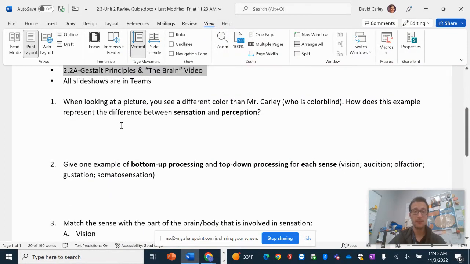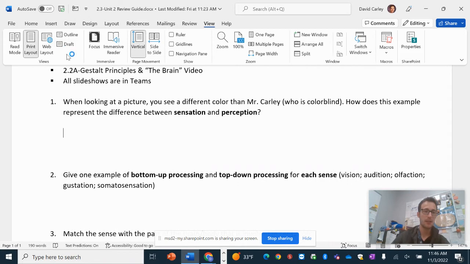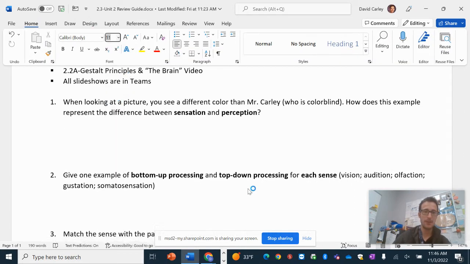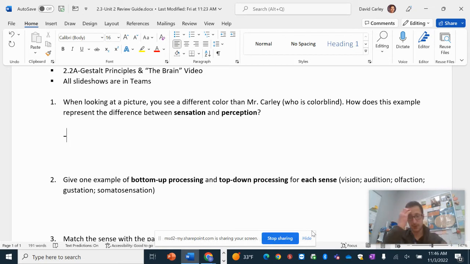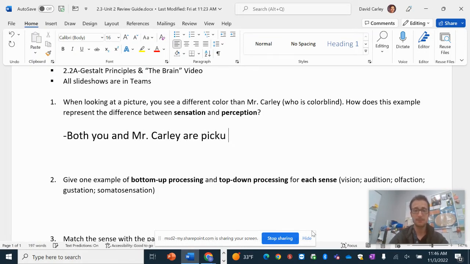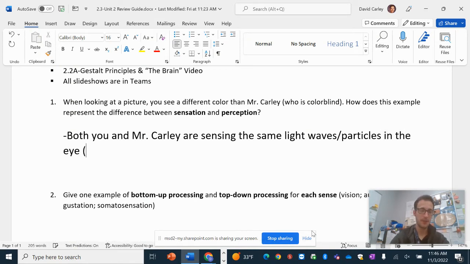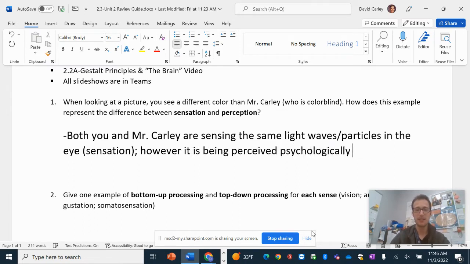So here we go. When looking at a picture, you see a different color than Mr. Carly, who is colorblind. How does this example represent the difference between sensation and perception? It's a good little application problem, if I do say so myself. Sensation is the physical sense, the actual physical, external environmental stimuli, whereas perception is how your brain interprets and categorizes that information. Both you and Mr. Carly are sensing the same light waves or particles, depending on your physics school of thought, photons, in the eye. So that's the sensation. However, it is being perceived psychologically in a different way.